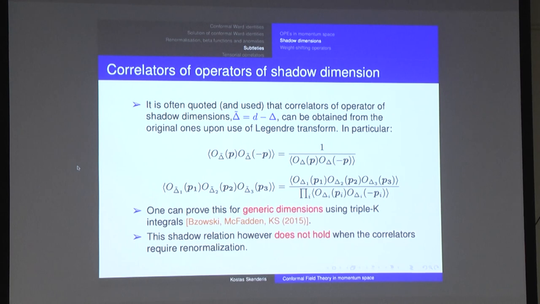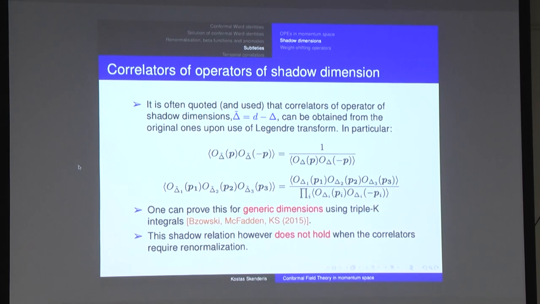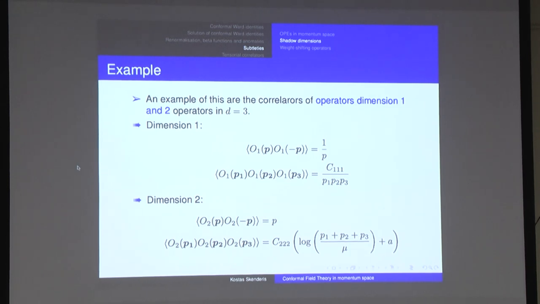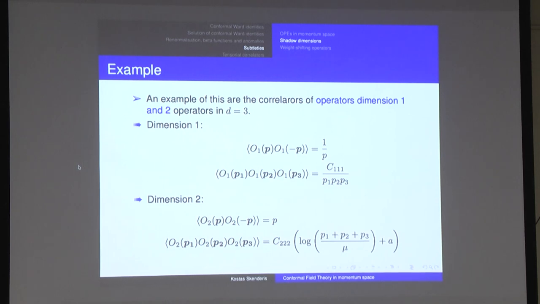There are a number of heuristic arguments about why that's the case, or why this shadow transform, and there is sort of an AdS/CFT proof as well. If the dimensions are generic, one can use the triple-K integrals that we showed to show that these are true. But these relations do not hold when the correlators require renormalization, and people have used this relation in such cases. The simplest case is operators of dimension 1 and 2 in d equals 3. You can see their shadow dimensions.